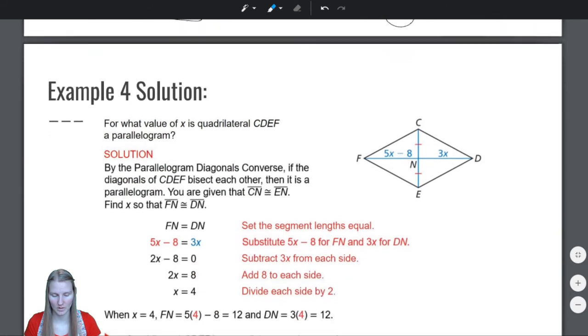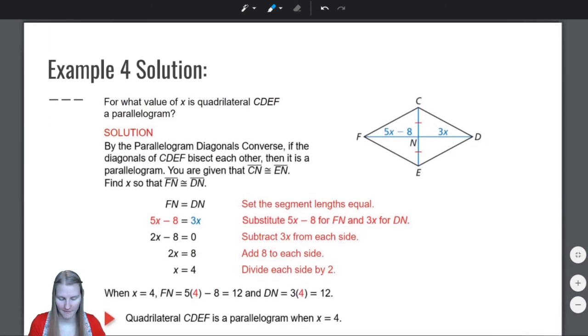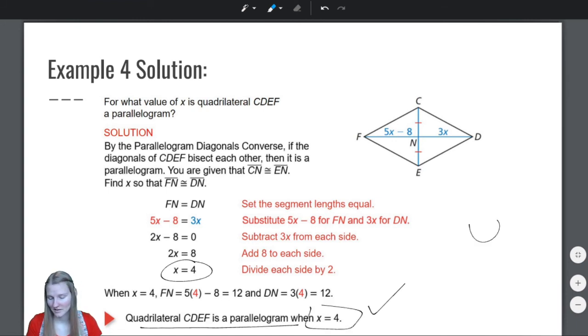Let's check and see if we were correct. 5x minus 8 equals 3x, x equals 4. They solved a little bit differently than us, but that's okay. Both of us did it in a mathematically correct way, and we both got the same answer, x equals 4. So quadrilateral CDEF is a parallelogram when x is 4.